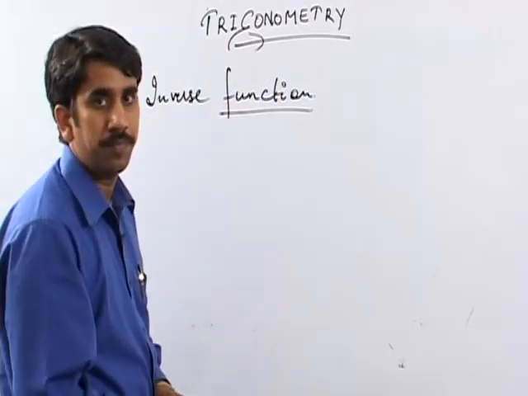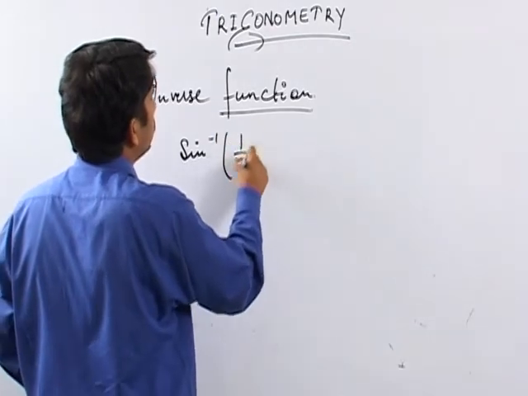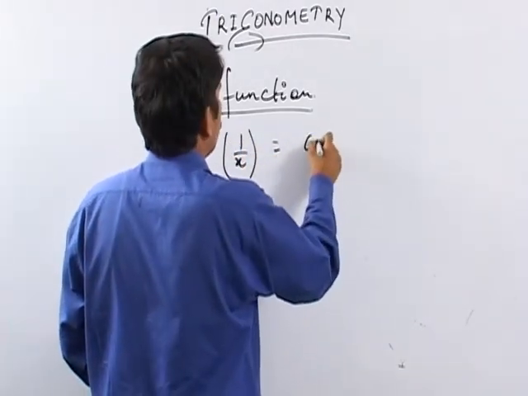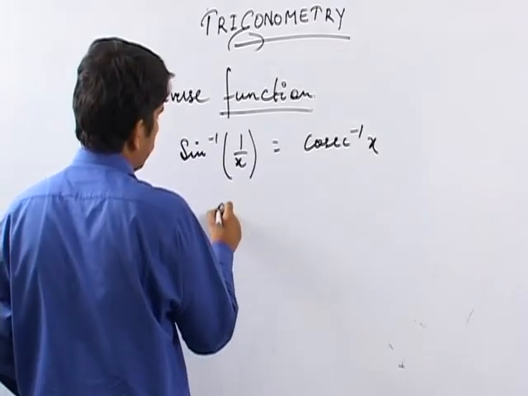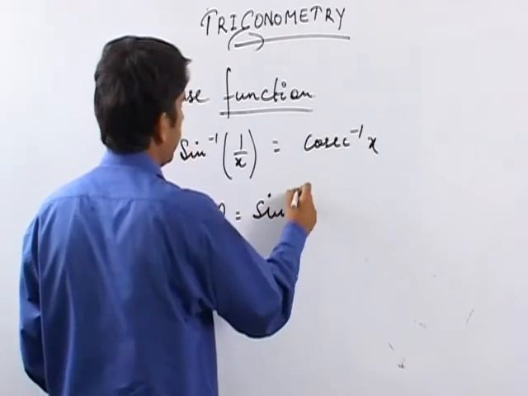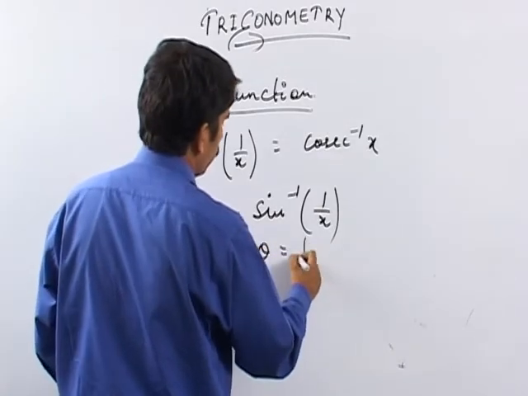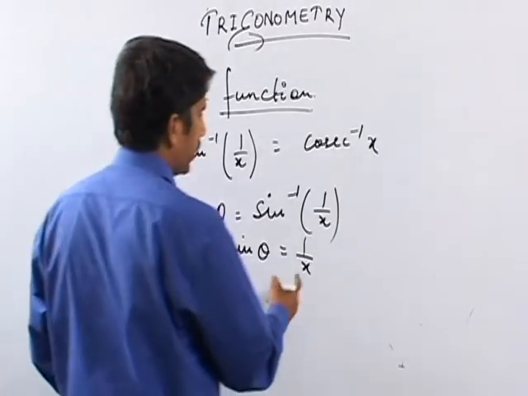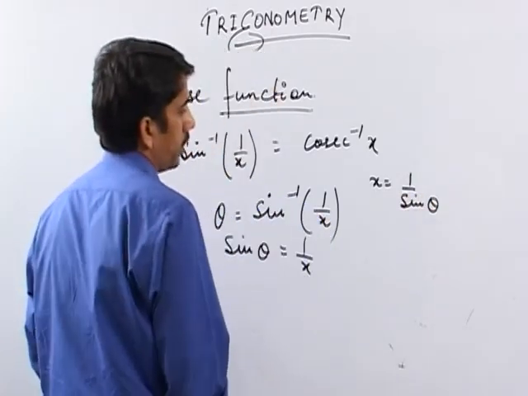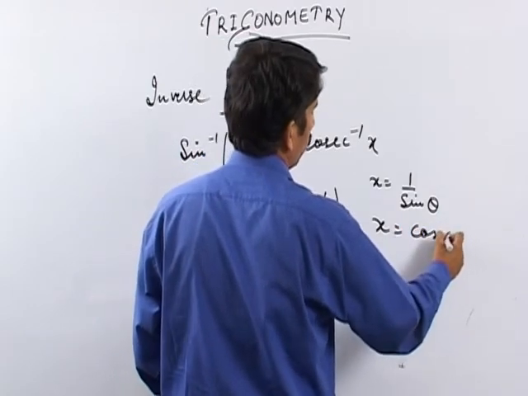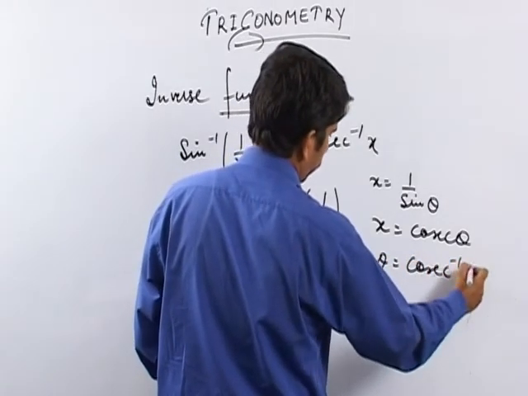Now another property: sine inverse of 1 by x is equal to cosecant inverse x. To prove this, let's take theta is equal to sine inverse of 1 by x. Now this will be equal to sine theta is equal to 1 by x. Or you can say that x is equal to 1 over sine theta. That means x equal to cosecant theta, and here theta will be equal to cosecant inverse x.